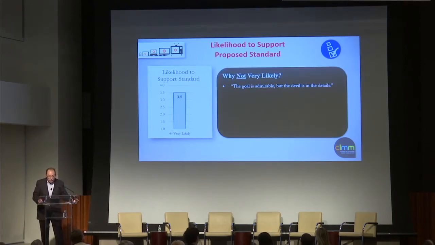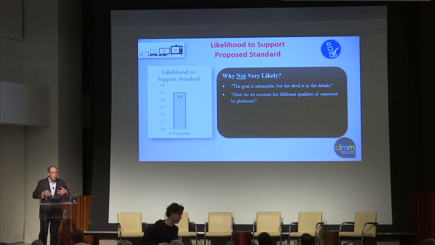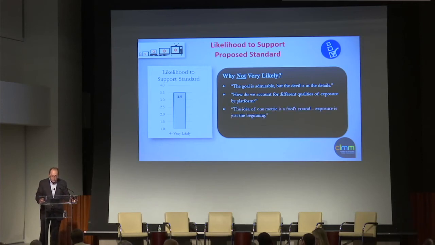The goal is admirable, but the devil is in the details. How do we account for different qualities of exposure by platform, which is a great question. We can't assume that the quality of exposure on mobile is the same as the quality of exposure on a television. The idea of one metric is a fool's errand. Exposure is just the beginning. We talked a lot about this today in terms of it can't be just about exposure. Business outcome may have to become part of this process, but maybe just eventually. And then eventually, this needs to be tied to business outcome. I'm running ahead of myself here.